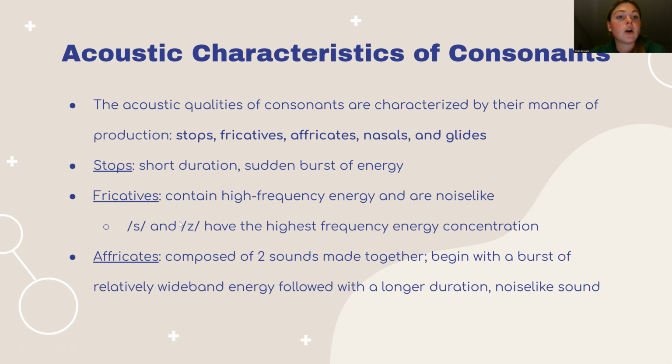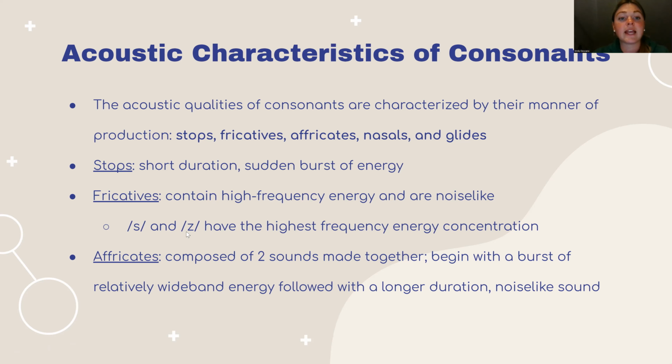You can see all these different characteristics of frequency and intensity when you look at the spectrogram and even when you just listen to speech. So stops are those short duration sounds with the sudden burst of energy, so you kind of see them as a quick blip on the spectrogram. And fricatives, those are mostly high frequency energy. Like we talked about last time, they're made with that friction in your mouth. They're a little bit noise-like.